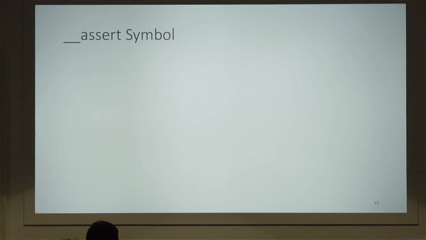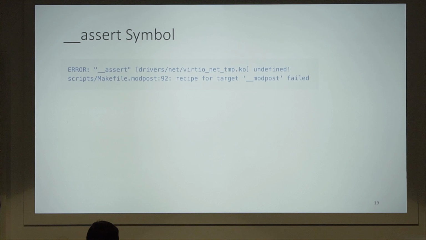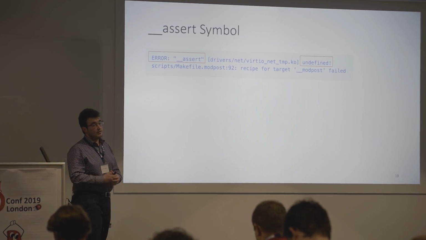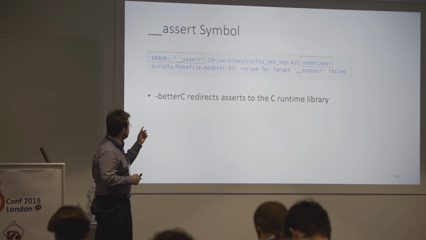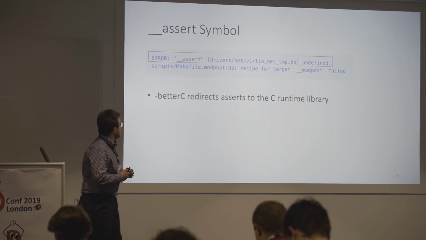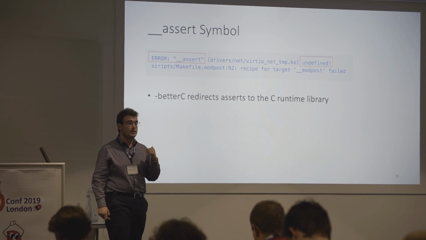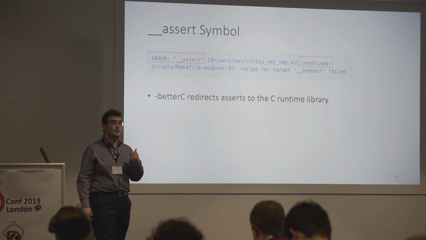Another problem that we had was after we ported the first static array. After we did that, we could no longer insert our module because of an unknown symbol. This symbol is the name of the assert fail function from the C runtime library. We have learned that since we used the -betterC flag for compilation, the asserts are altered to call the asserts from the C runtime library instead of the D runtime library ones.